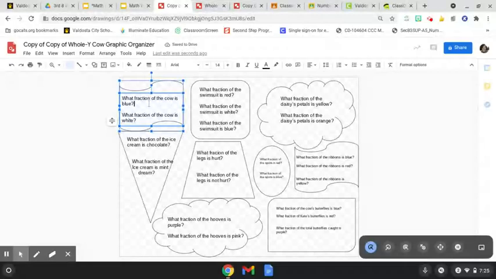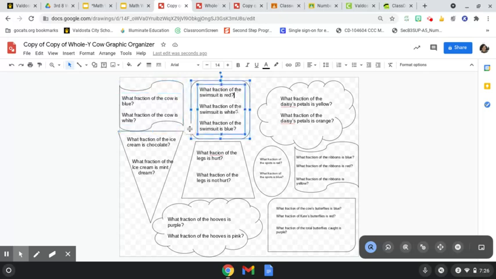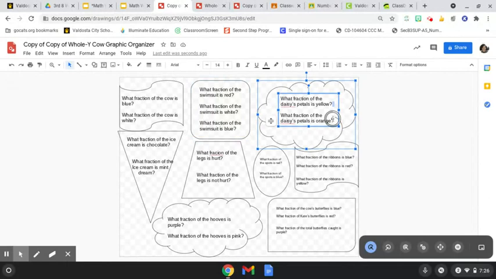What fraction of the cow is blue? What fraction of the cow is white? You want to answer these questions. What fraction of the swimsuit is red? What fraction of the swimsuit is white? Okay, type your answers on the slides. What fraction of the swimsuit is blue? What fraction of the daisy petals is yellow? What fraction of the daisy petals is orange?